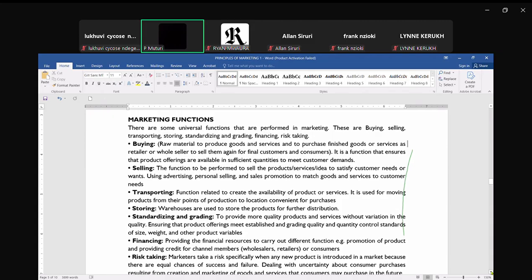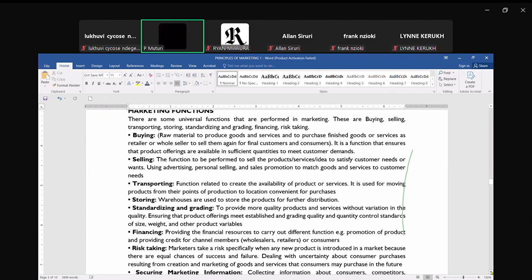For instance, retailers, wholesalers and supermarkets don't sell products of their own. In most cases, they are getting those products from other businesses. So the retailers, the wholesalers, the distributors buy finished goods so that they can trade with them to the final consumers. So buying is a function that ensures that product offerings are available to who needs them in sufficient quantities, the right quality to meet the customer demand.